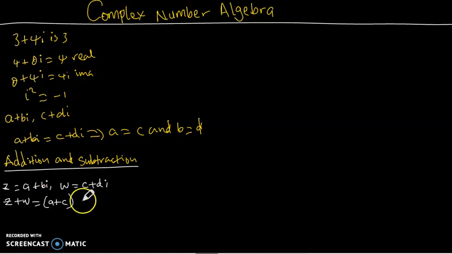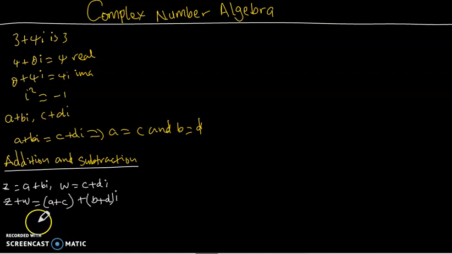And now we need to add the imaginary part. The imaginary part is b plus d. Of course, we can factor out i, so we have i there. This is exactly what we do, and it is similar to subtraction. Let's see how this works when we translate this into real numbers.